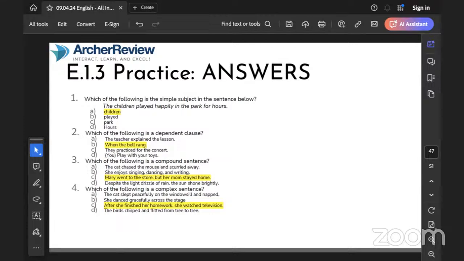3A, yes, that's a simple sentence. And 4D, yes, that's a simple sentence.